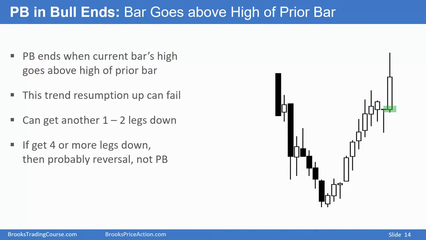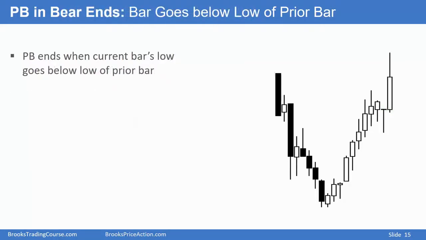And I said a few minutes ago that sometimes you get a second or third leg down, but if you start to get 4 or 5 legs down, you're probably not in a pullback. You're probably in a bear trend. In a bear trend, a pullback ends when the trend resumes down. So here we have a pullback. This bar went above that bar. This pullback ends as soon as a bar goes below the low of that bar.